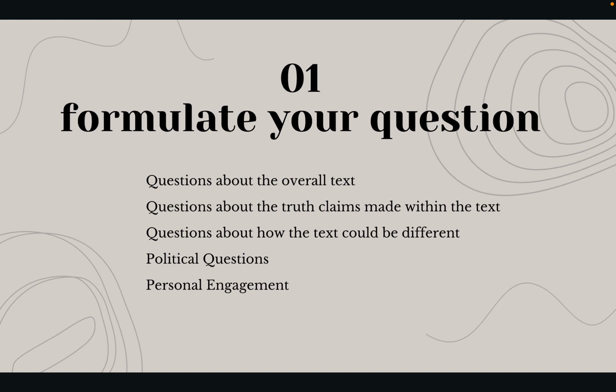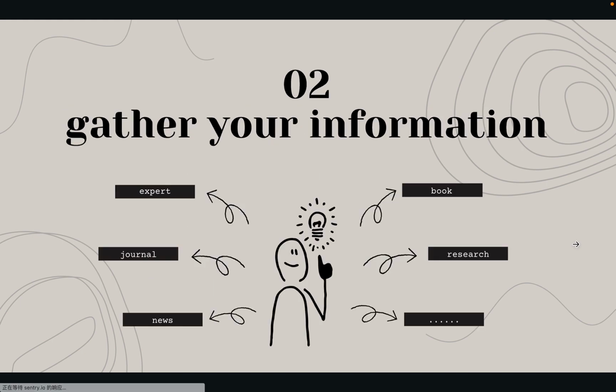Political questions: are any groups being excluded in the text or in the implications of the claims? The last one is personal engagement. How does this context relate to my personal experience, and how does my personal experience and knowledge affect the way I read the text? Looking at these questions, you don't need to use all of them every time you read. Just choose 2 or 3 which make the most sense to you and start reading.